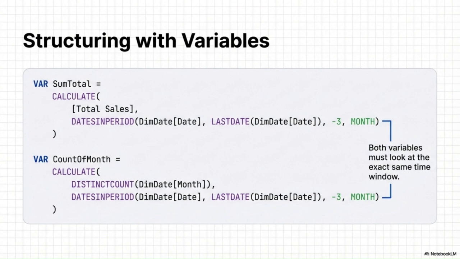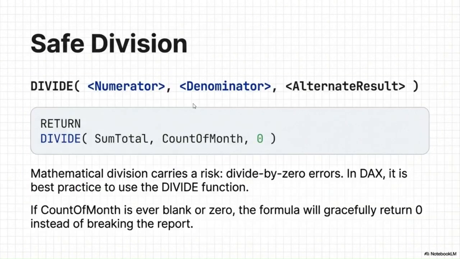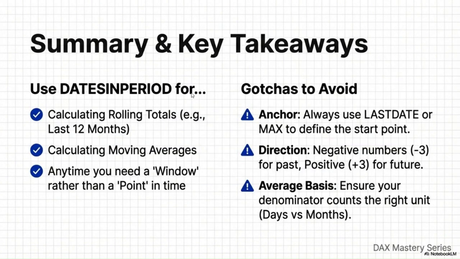To make the DAX readable and efficient, we use variables. One variable for total sales, one variable for month count. Both use the same DATESINPERIOD window, ensuring consistency. Division can fail if the denominator is 0. That's why we use DIVIDE with numerator, denominator, and then an alternate result. This prevents errors and keeps visuals stable. We will see this in a practical example as well to understand how to write this.